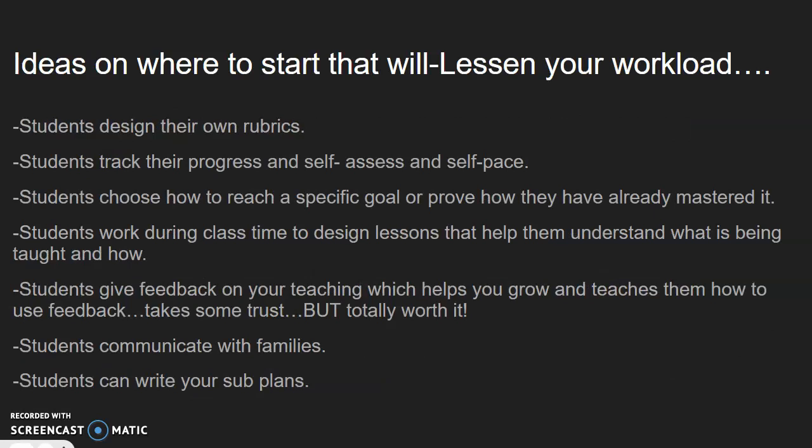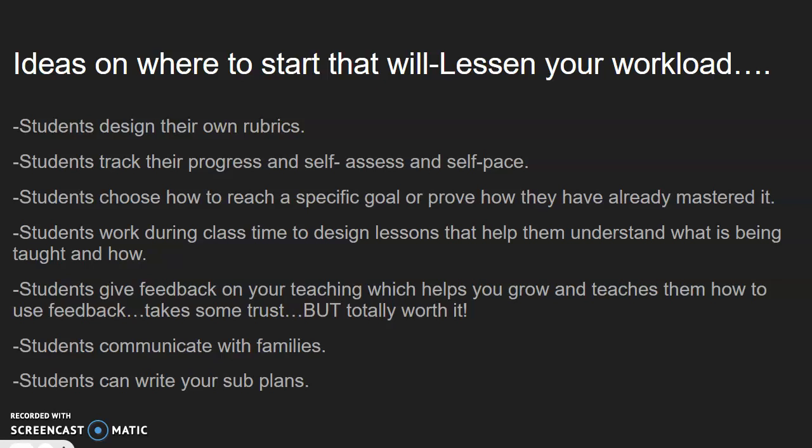So, ideas on where to start that will actually lessen your workload. Students can design their own rubrics. Students track their progress and self-assess and self-pace. Students choose how to reach a specific goal and prove how they've already mastered it. Students work during class time to design lessons that help them understand what is being taught and how.